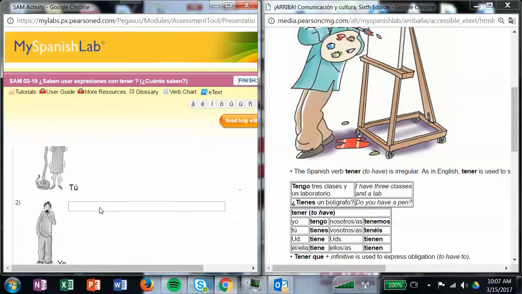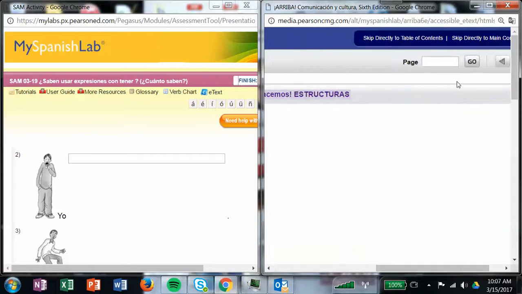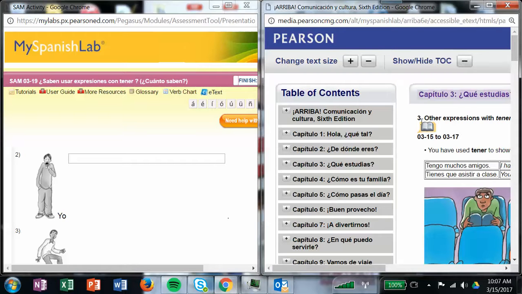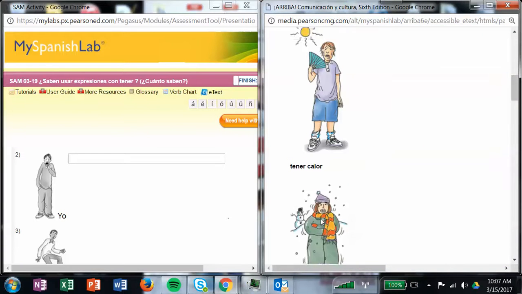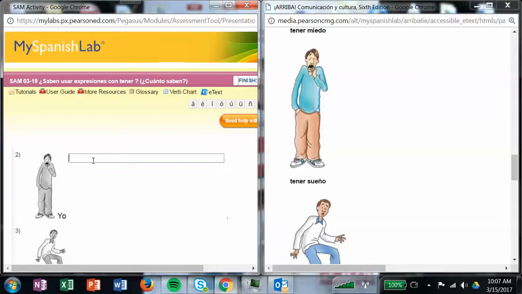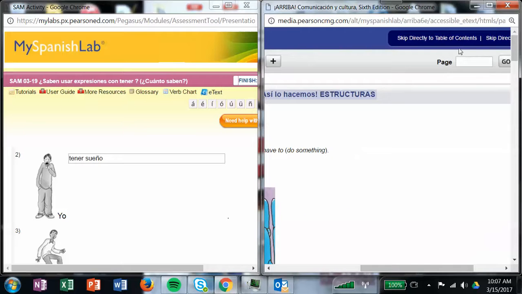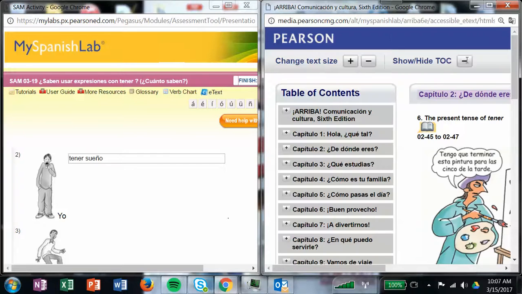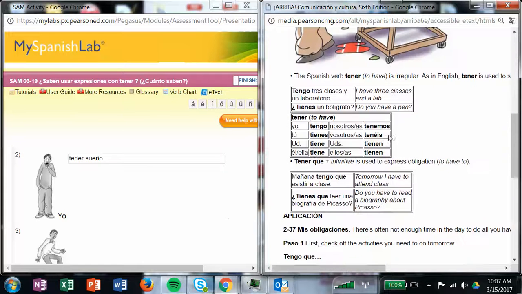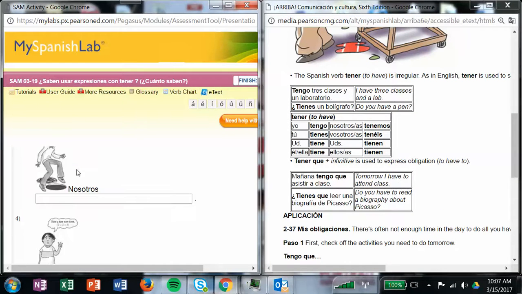Tienes miedo. Okay, so down here, this guy's sleepy, so you'd go back to page 87, and you'd scroll down, and you'd find somebody who's sleepy, tener sueño. Then you would go back to 67 to know how to conjugate tener for yo. So if you go down here, here's yo, and it would be tengo. So you change this to tengo, okay? And you would do that for the rest of them.